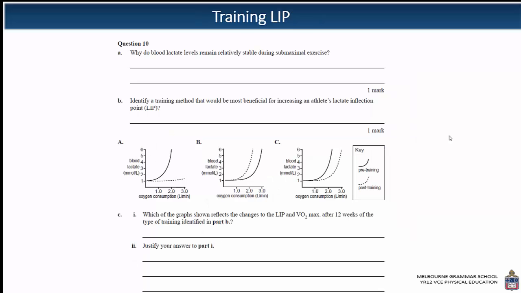So let's have a look at training lactate inflection point, and let's have a look at some questions here. So why do blood lactate levels remain relatively stable during submaximal exercise? And what they are really wanting you to do here is say that lactate production is matched by lactate clearance. I'll just give you a moment perhaps to have a look at these questions, answer them before I race ahead, and then we'll go through the answers. So just 30 seconds to have a look and see if you can answer them.